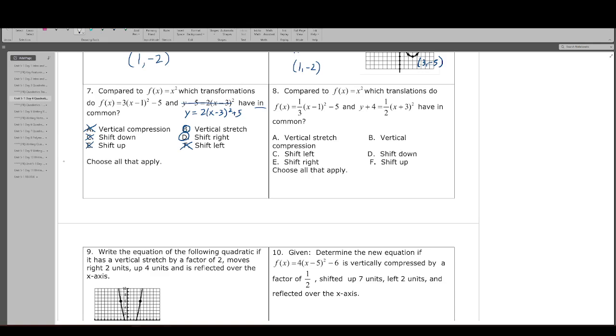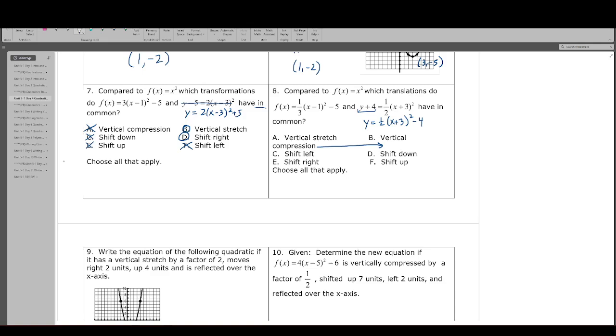Number 8, we have the same kind of trick here where we have y plus 4. So we rewrite this as y equals 1/2 x plus 3 squared minus 4. Now we can compare them. So vertical stretch, this compression is supposed to be over here.